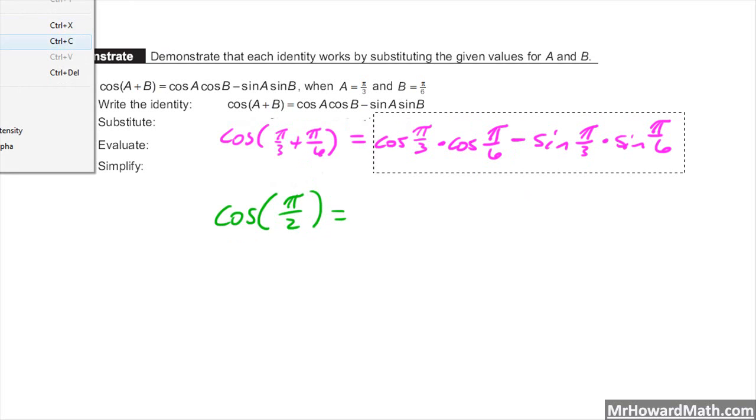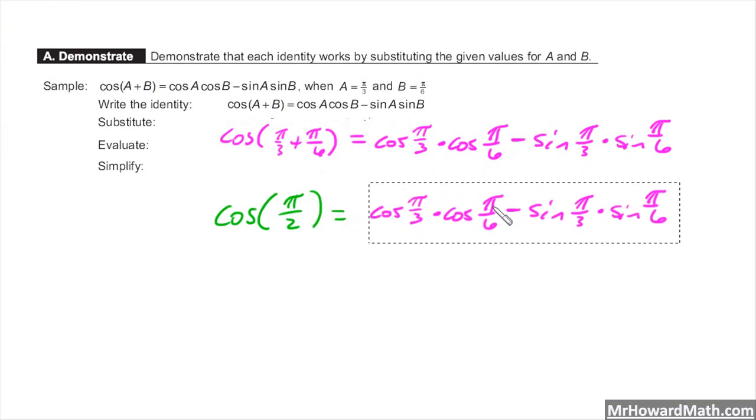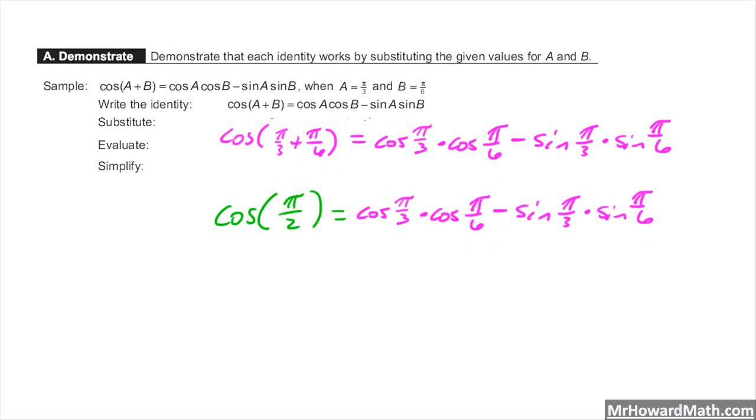So we're just showing now that pi over 3 plus pi over 6 is actually pi over 2. That's all we did in that step. And now we need to evaluate that. So cosine of pi over 2, the x-coordinate at pi over 2, so straight up on the unit circle, is 0. So we're going to prove that this side over here equals 0.